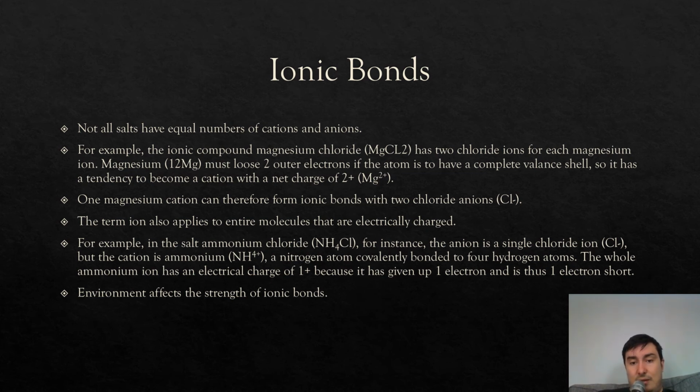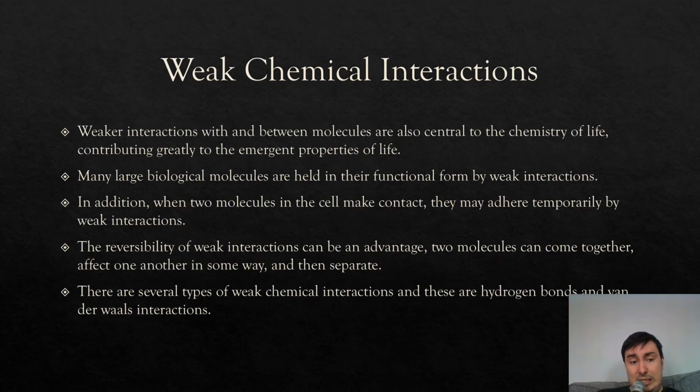Environment affects the strength of ionic bonds. Weaker interactions with and between molecules are also central to the chemistry of life, contributing greatly to the emergent properties of life. Many large biological molecules are held in their functional form by weak interactions. In addition, when 2 molecules in the cell make contact, they may adhere temporarily by weak interactions. The reversibility of weak interactions can be an advantage. 2 molecules can come together, affect one another in some way, and then separate.